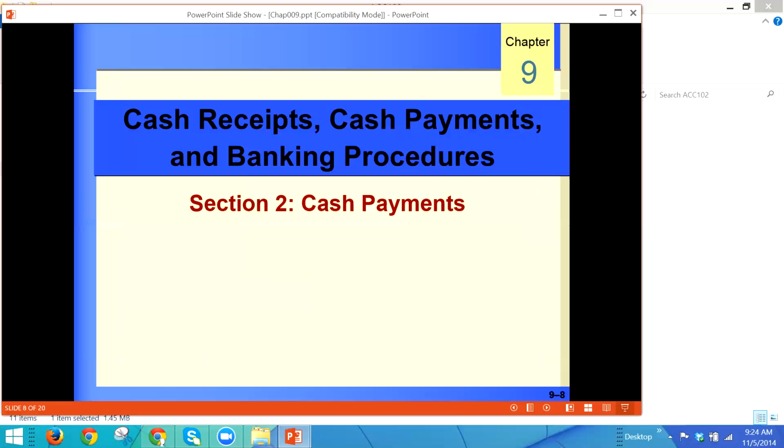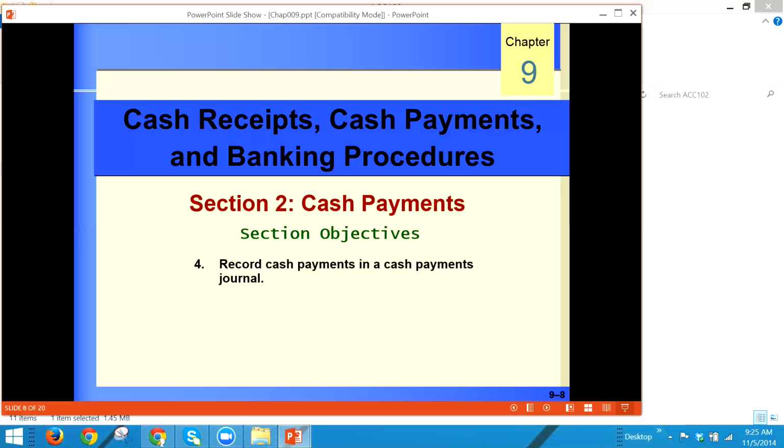So now we have Chapter 9, Cash Receipts, Cash Payments, and Banking Procedures. So cash payments. The section objective is to record cash payments in a cash payments journal. Do you see a pattern here? We just did a cash receipts journal. Now we're going to do a cash payments journal. So this would be on the credit side of our cash account. The cash receipts journal was a debit to our cash account.